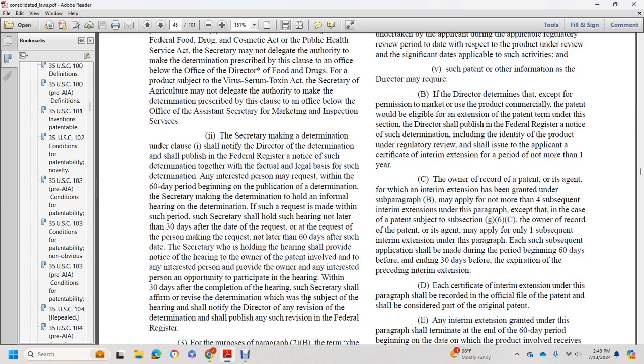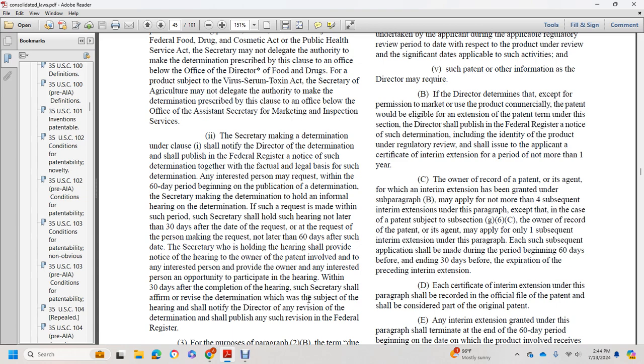The Secretary making the determination under the clause shall notify the Director of the determination and publish in the Federal Register notice of the determination, giving the factual and legal basis for the determination. Interested persons may request, within the 60-day period beginning with the publication of the determination, that the Secretary hold a formal hearing on the determination. The Secretary shall hold the hearing no later than 30 days after the request, and no later than 60 days after such date.